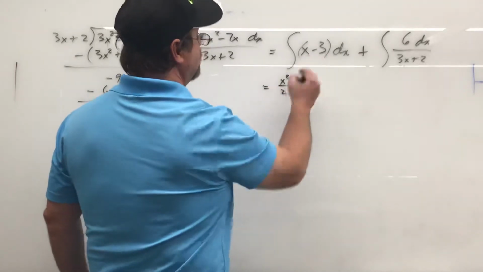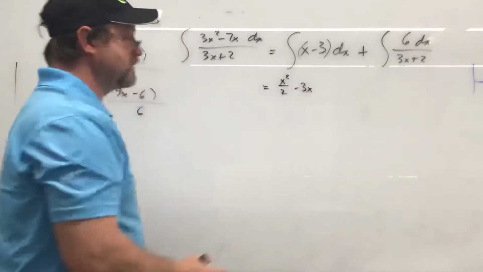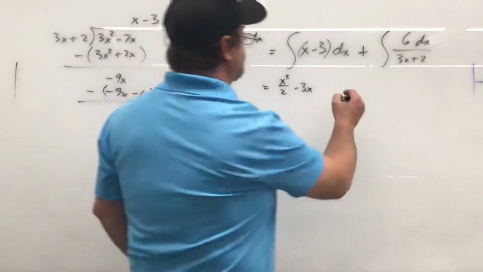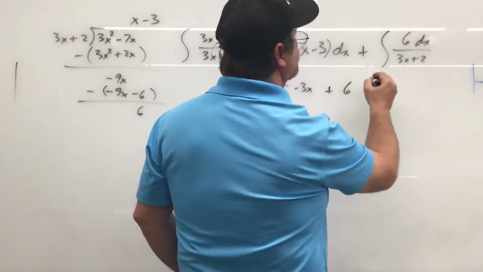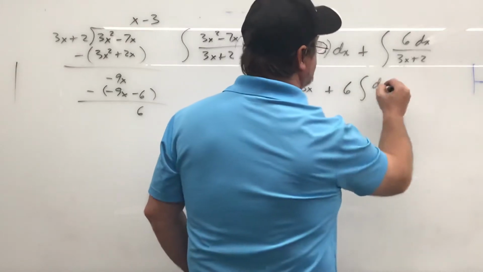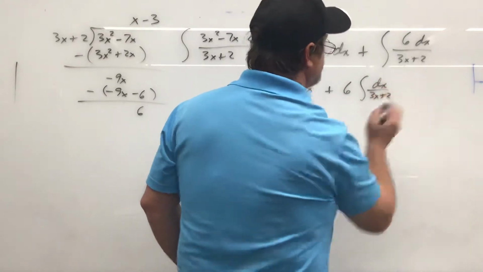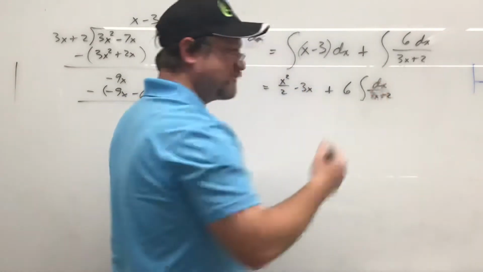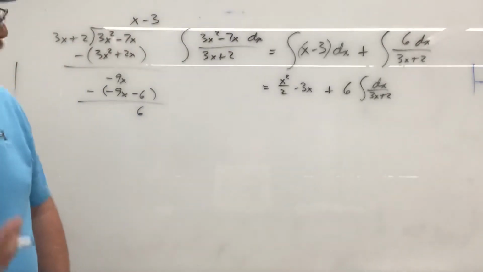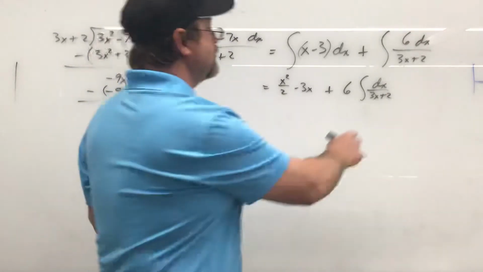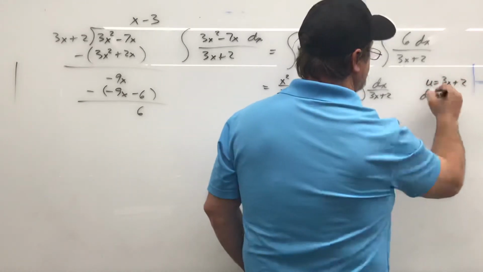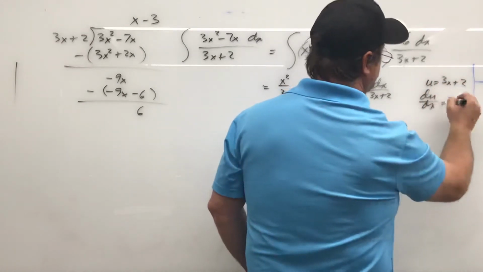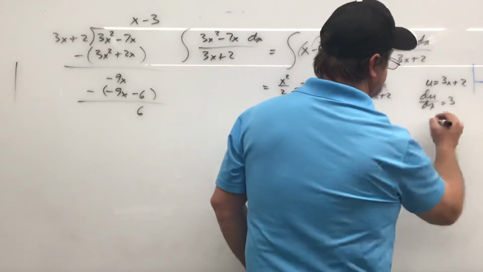Now, once I have this integral, of course, the first one integrates to x squared over 2 minus 3x. That part's easy. The other part, well, I would pull a 6 out, and then I've got dx over 3x plus 2. And I would make the substitution and say, this looks like it may be of the form du over u, natural log, but I need to make that substitution. u equals 3x plus 2. du dx equals 3. Therefore, dx equals du over 3.